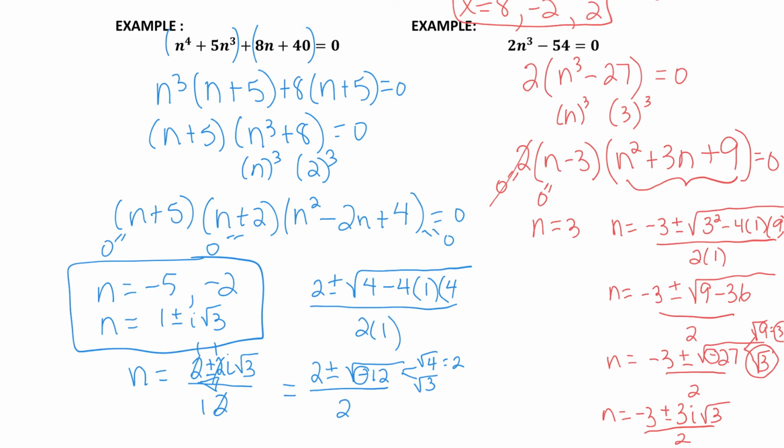None of those can simplify further, so this is one of our solutions, and this is our other solution. And actually, I should say this is two of our solutions because it's negative 3 plus and negative 3 minus. And so those are your answers.